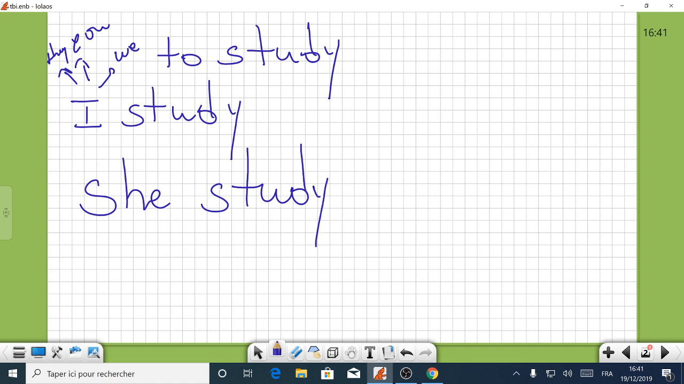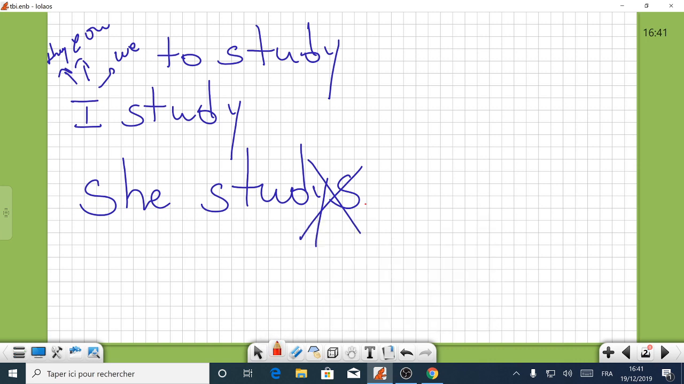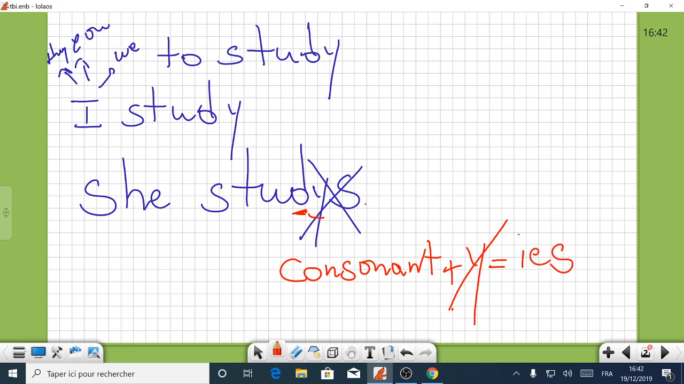Normally we add s here, but we don't do it, okay? We do something else. So normally when we have consonant plus y, as you can see here we have y, what do we do? We omit the y and we replace it with ies.